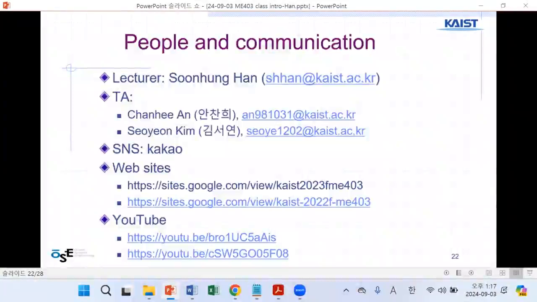I hope you can make your own ID for Kakao next time so that we can make a group talk together. Usually I prefer to use Kakao instead of emailing. Convenient for me. So I will send you the files through Kakao also. Website, there are many websites of this class every year. And also the videotape of this classroom is on YouTube, and the link is provided on the website.